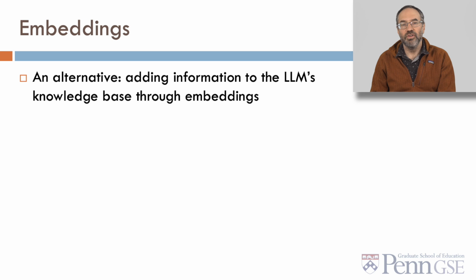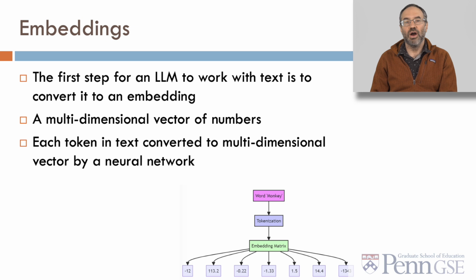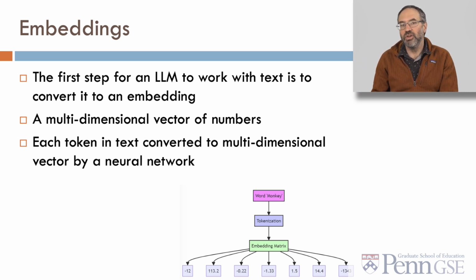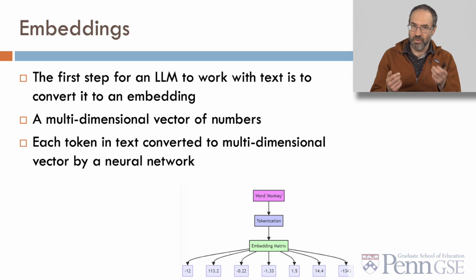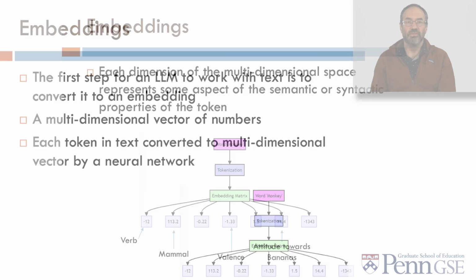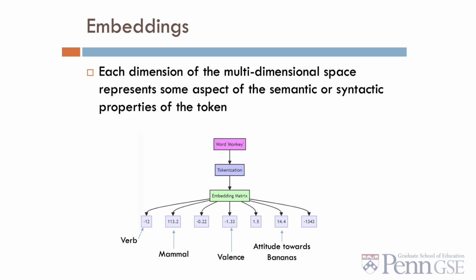An alternative is adding information to the large language model's knowledge base through embeddings. And embeddings are the first step, in fact, of how a large language model works with text. What you do is you take the text and you convert it to an embedding. An embedding is a multidimensional vector of numbers. Each token, usually word, in the text is converted to a multidimensional vector by a neural network. And each dimension of the multidimensional space represents some aspect of the semantic or syntactic properties of the token.